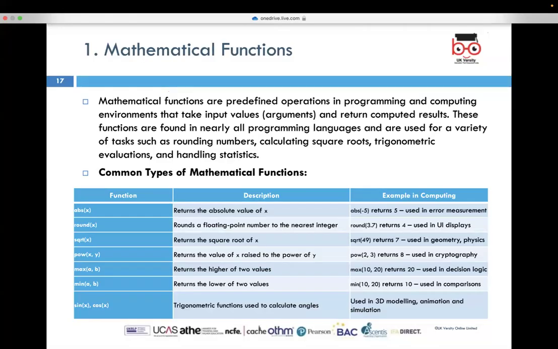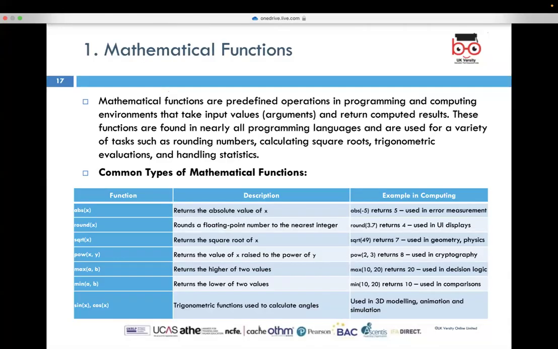Power(x, y) would return the value of x raised to the power of y. So power(2, 3) would be 2 cubed, which returns 8. And this is used in cryptography. Max(a, b) would return the higher of the two values. So max(10, 20) would return 20. And this is used in decision logic. Min(a, b) is the opposite, and this would return the lower of the two values. And min(10, 20) would return 10, and this is used in comparisons.